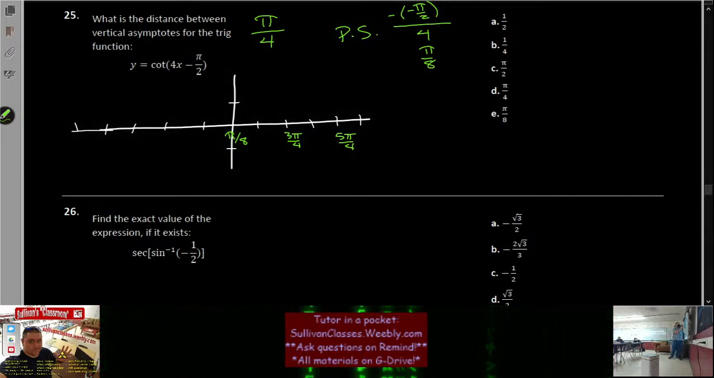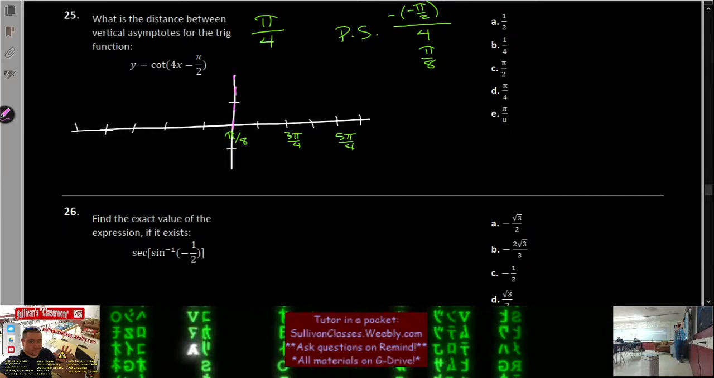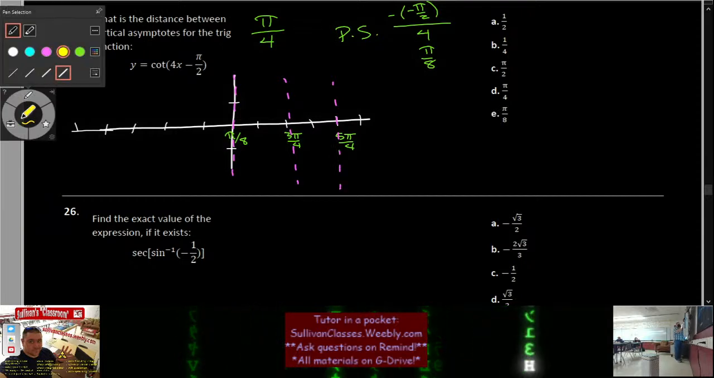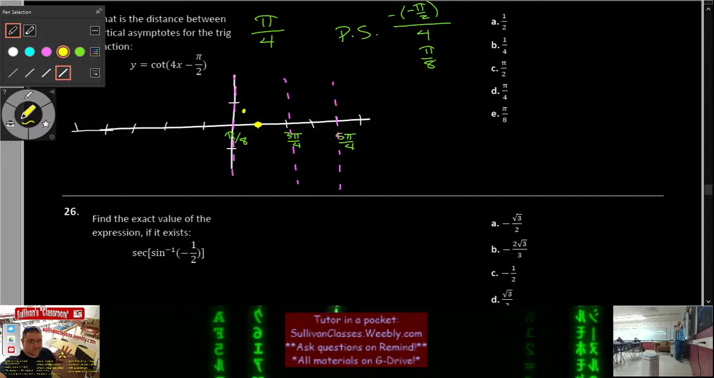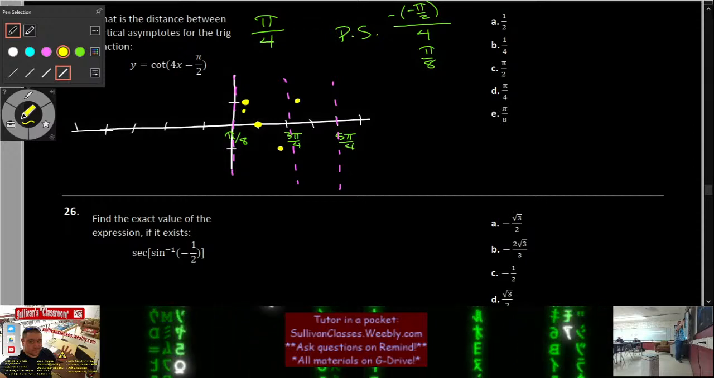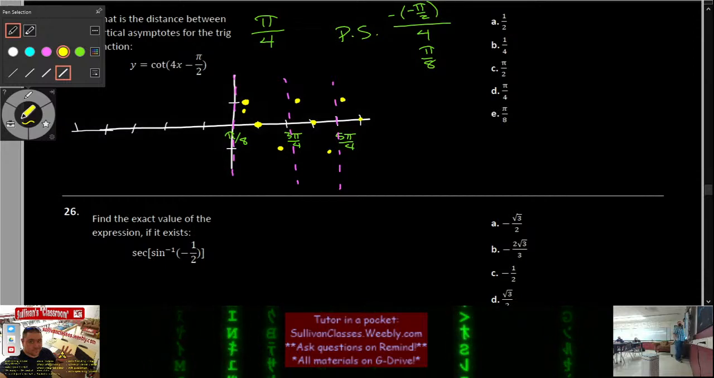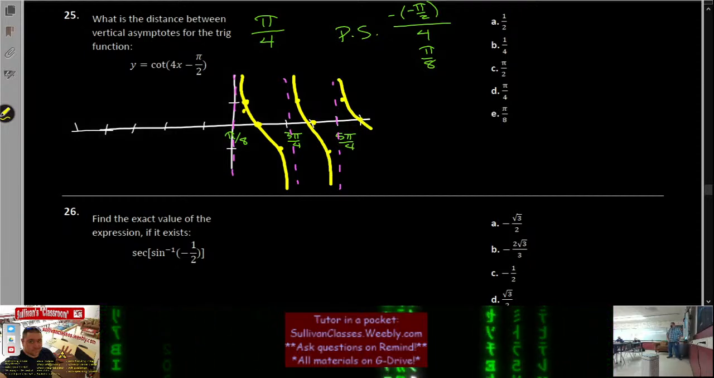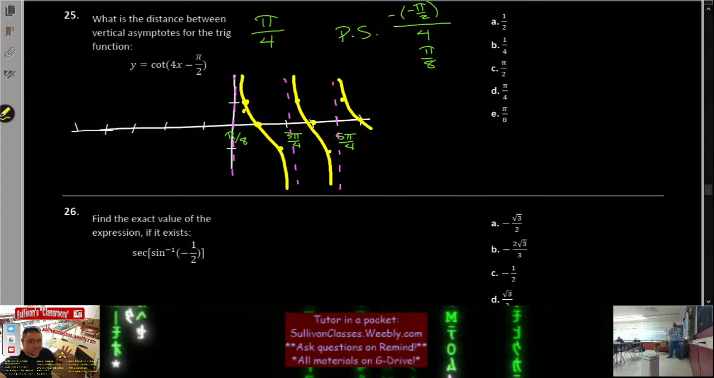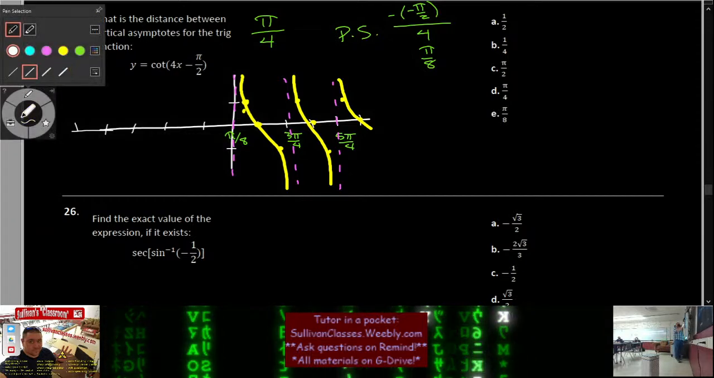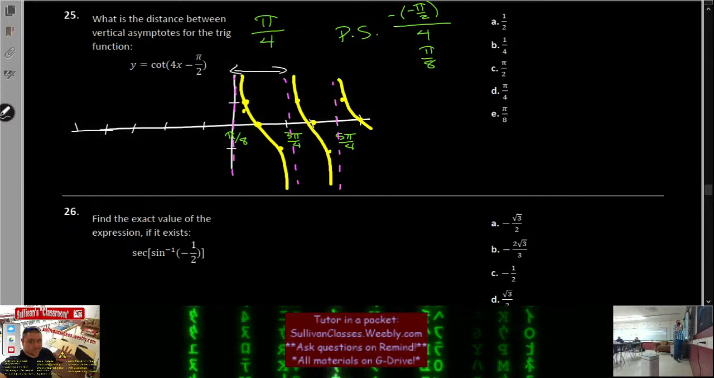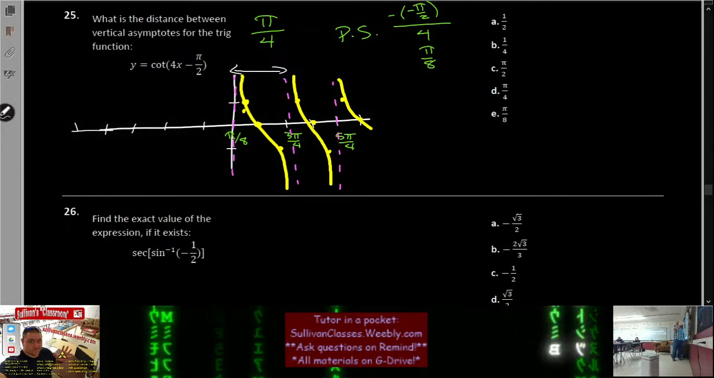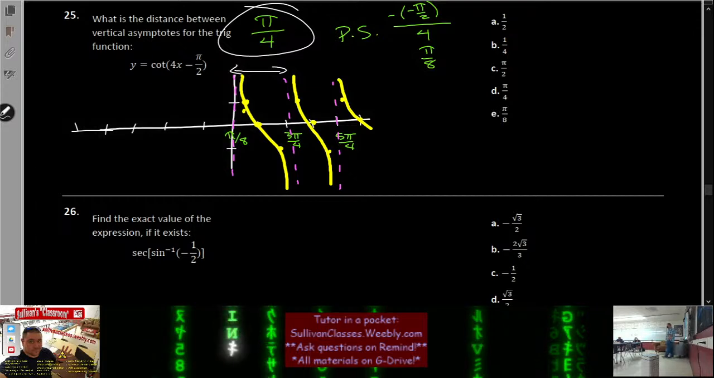Okay. So you do the thing. If you need to graph it to figure out the distance between those. Remember that cotangent graphs are a reflection of tangent. But if you know that the distance from asymptote to asymptote is just the period, then you can just say the period. Great.